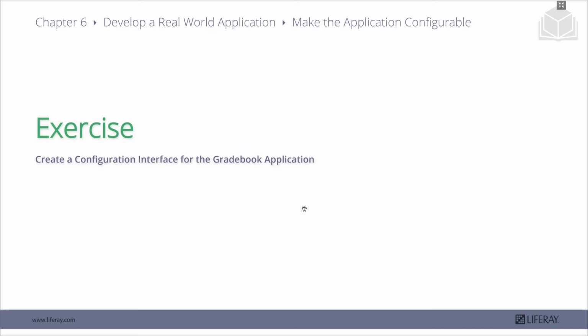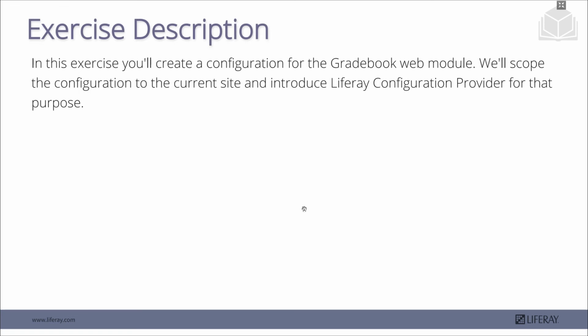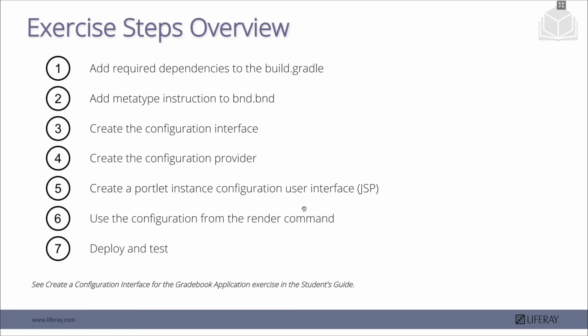So let's go ahead. We're going to make our gradebook application configurable, or we're going to integrate the gradebook application into the configuration admin or configuration API. So with that, let's go ahead. We'll follow these steps here, and very similar to what we have done before. We'll start off by adding the proper dependencies within our build.gradle. We'll then add that specific line in the bnd.bnd file. We'll create the interface, or the configuration interface. We'll then create the configuration provider, kind of the implementation that we saw. Right? We'll create a portlet instance configuration user interface, a JSP, to actually be able to configure what we're trying to do. And then we're going to configure or make the configuration with a render command. Deploy and then test. So let's go ahead and we'll check this out.